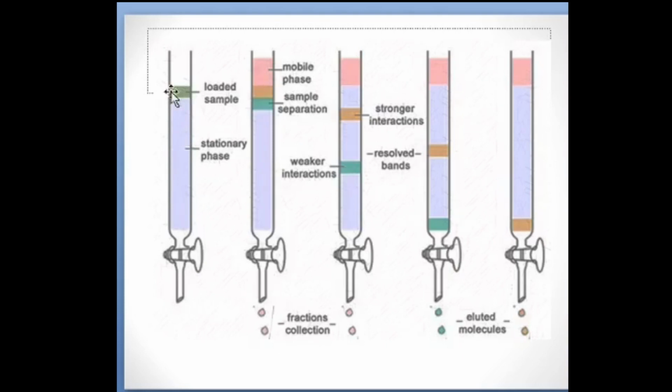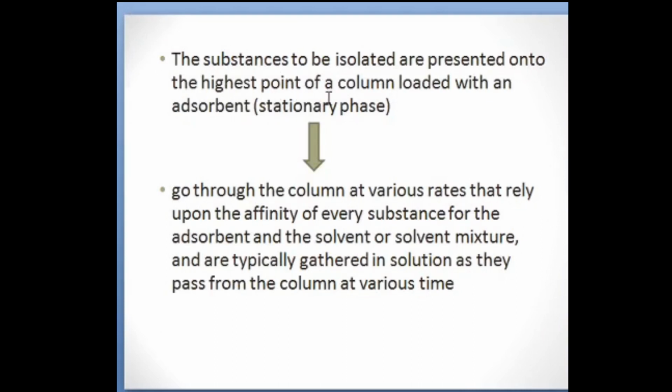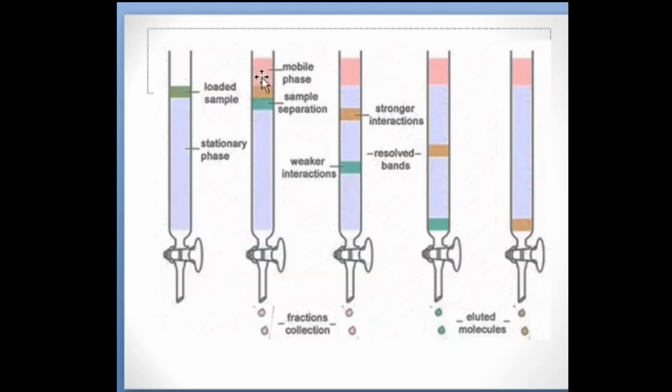So what is important is that the sample to be separated must be kept at the highest point of the column. Okay, and then that sample will go through the column at various rates, and that substance will be absorbed by the stationary phase, and depending on their differential distribution and on the forces that occur between the mobile phase and the stationary phase, the samples will flow down at different speeds, and then we can collect the different samples.